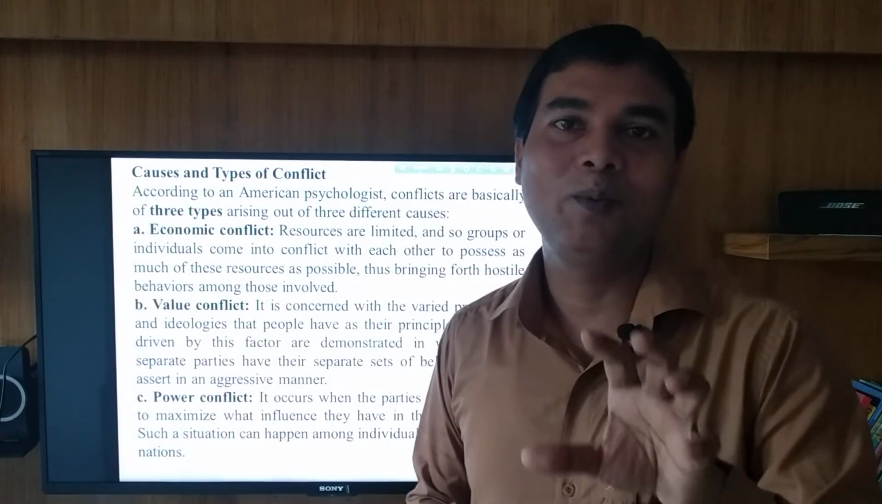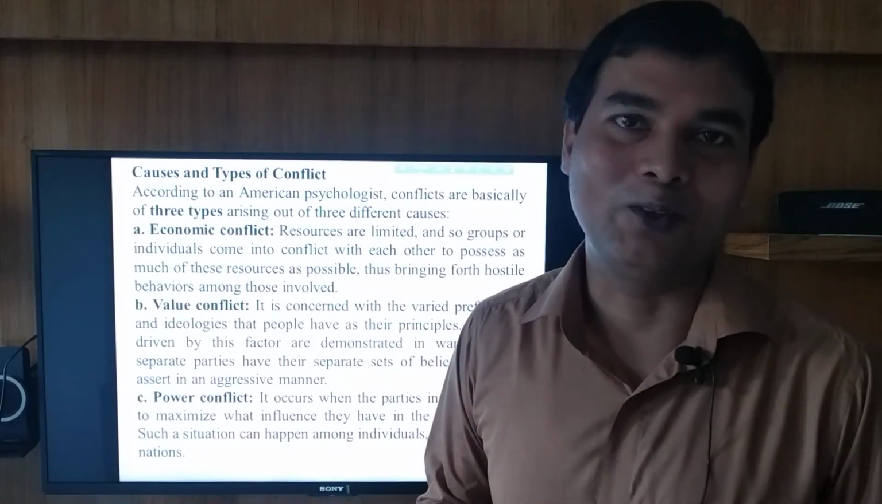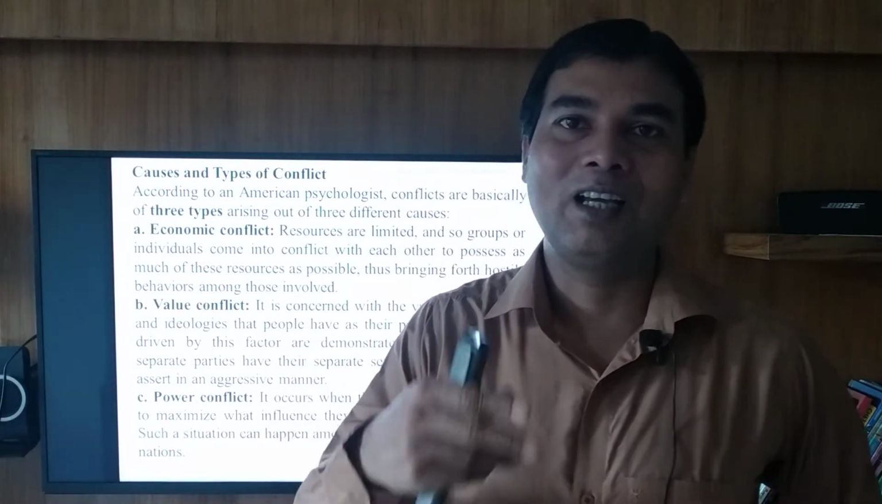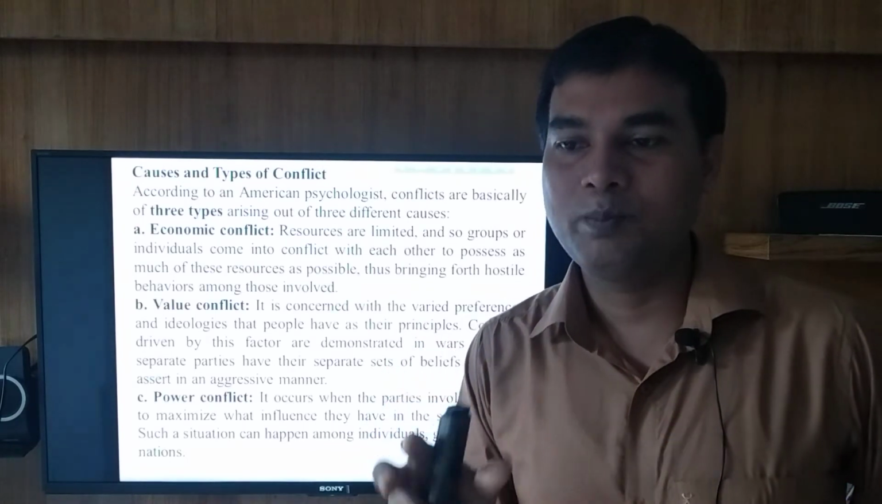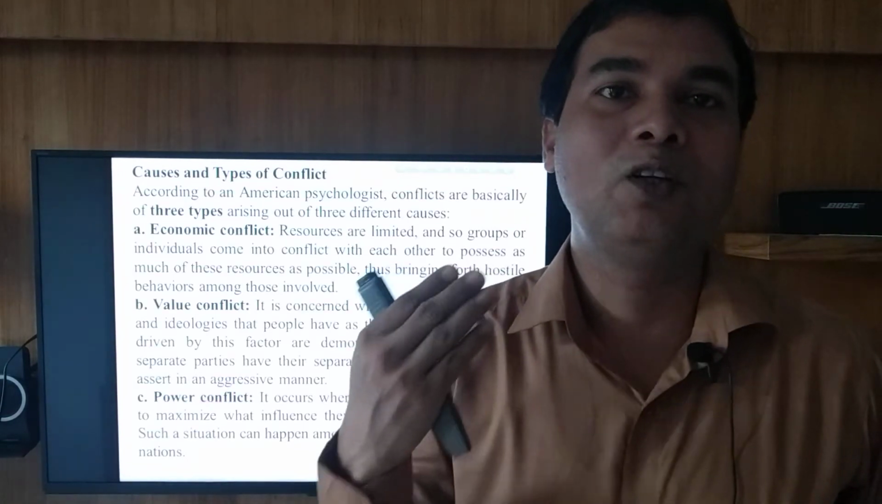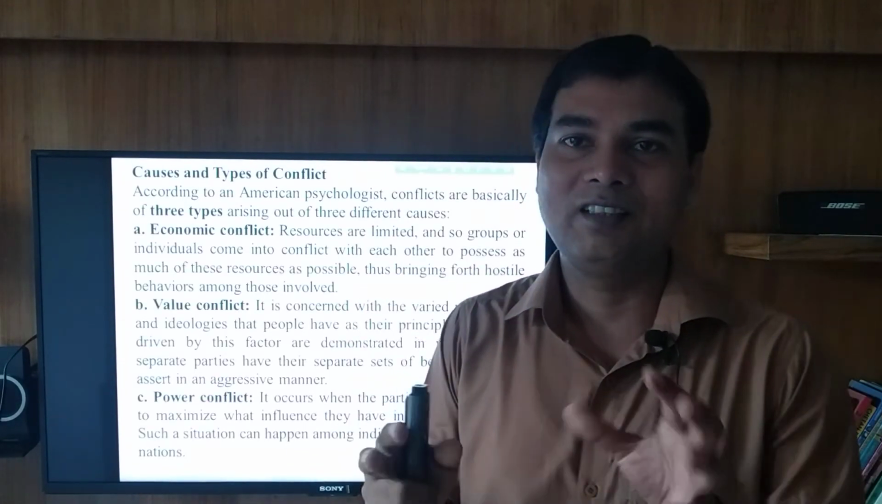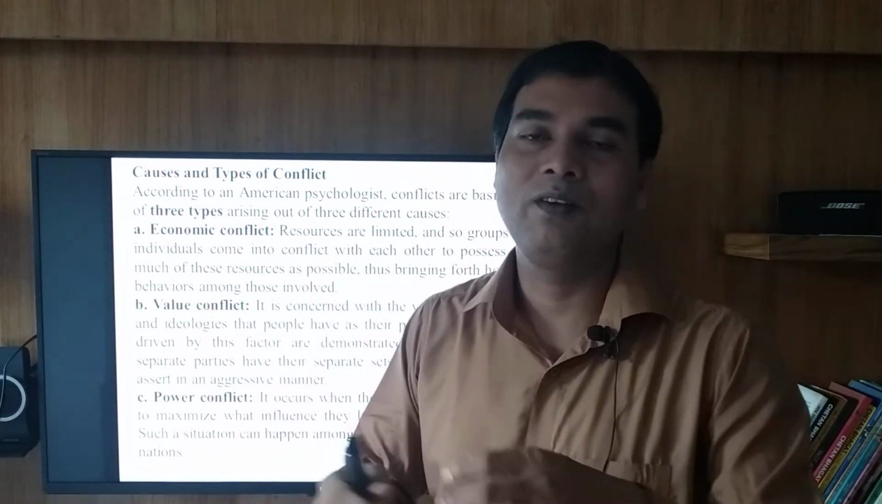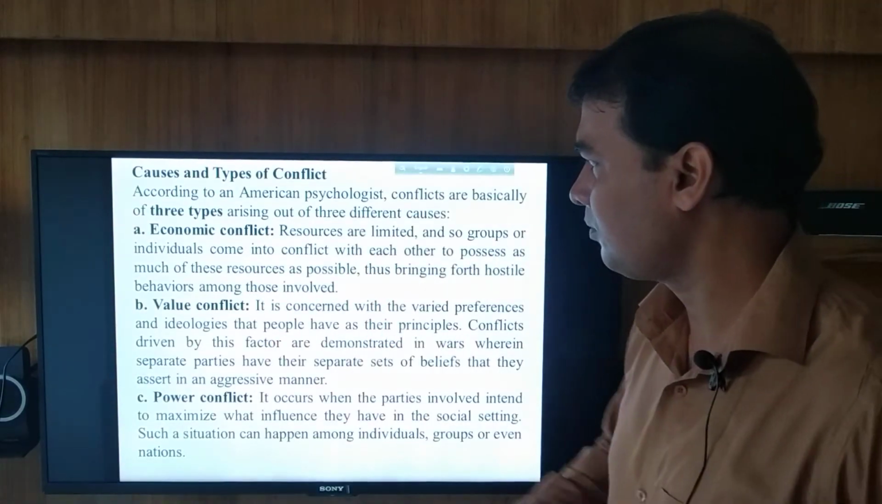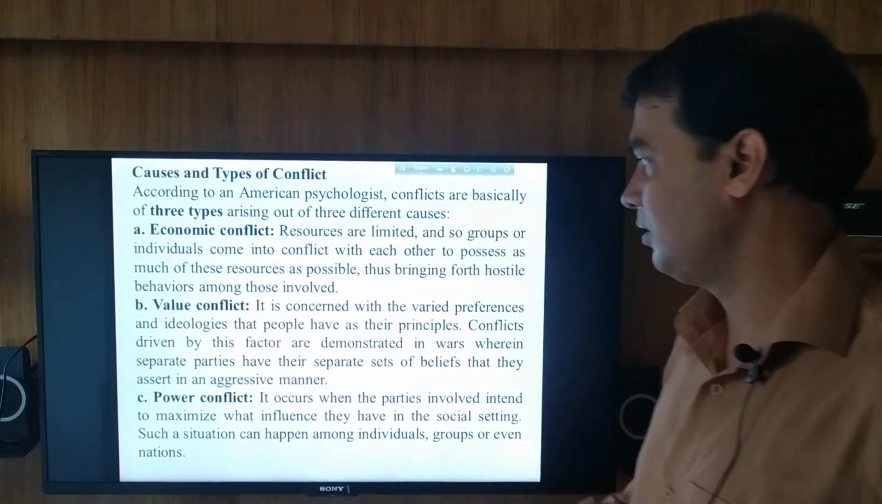Like Rabindranath's poem about the three bighas of land. When the haves try to possess the wealth of the have-nots, then economic conflict arises. Next one is value conflict.